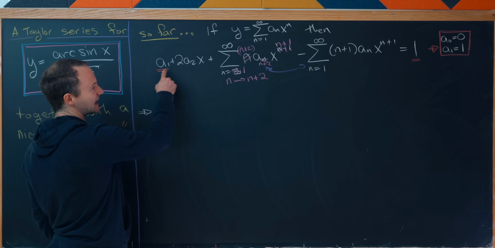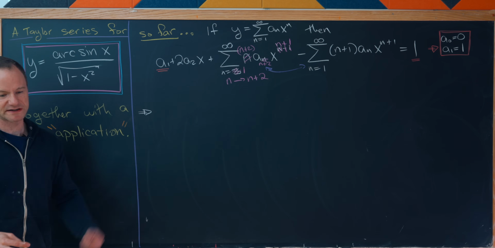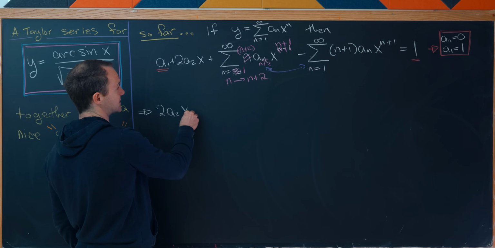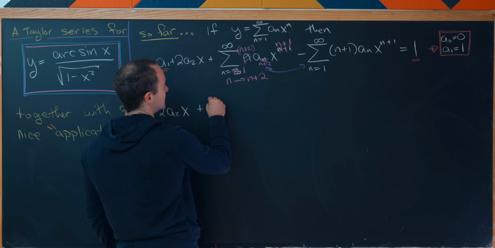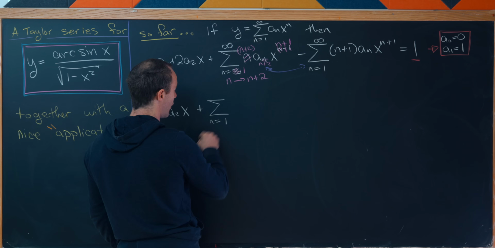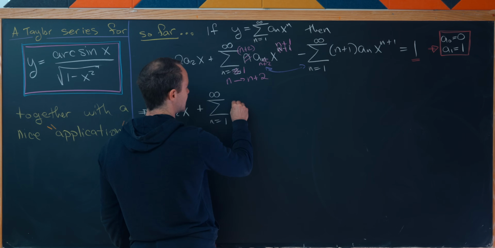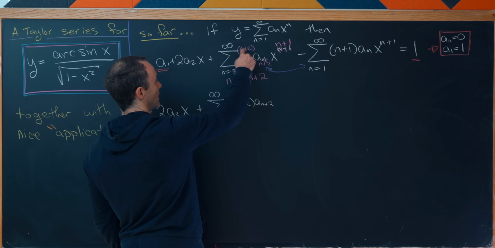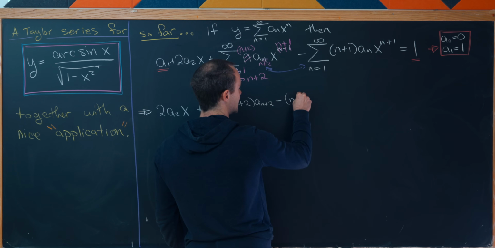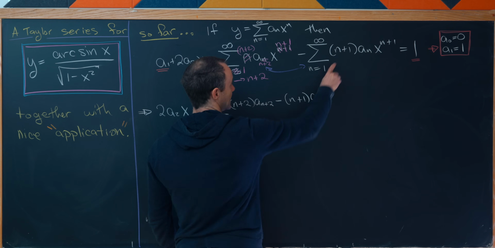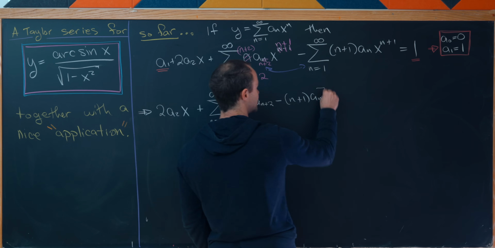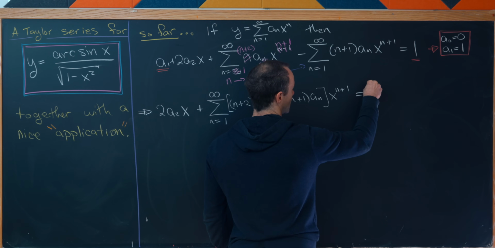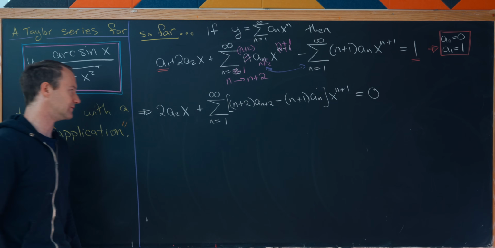So maybe canceling the a sub 1 from both sides, because we know that a sub 1 is equal to 1, that'll leave us with 2a sub 2x, and then plus the sum as n goes from 1 up to infinity of, let's see, (n plus 2) times a sub (n plus 2), that's this bit right here, and then minus (n plus 1) times a sub n, that's this bit right here, and this is all multiplied into x to the n plus 1. Now that's all equal to 0 on the right hand side because we did that cancellation.